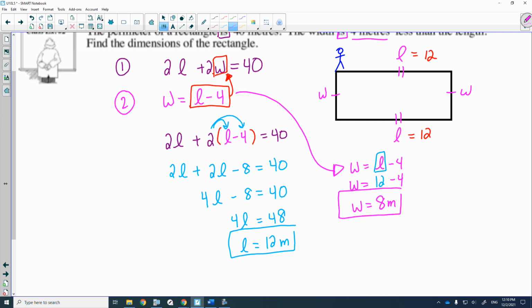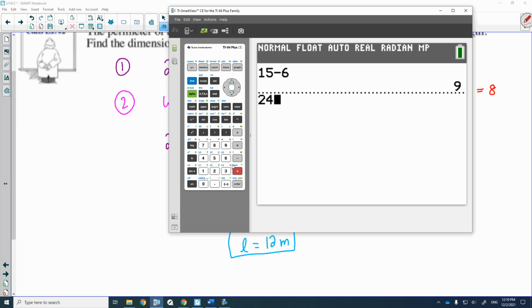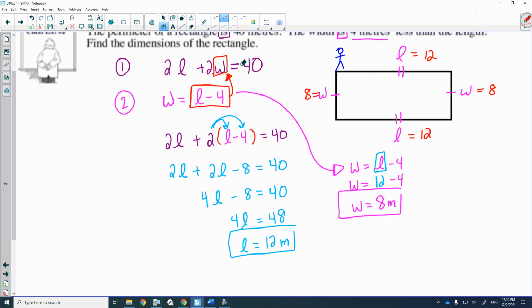And then we would check, right? So put 8 meters in for the width. If we add all 4 of these sides, we need to get 40. So 12 and 12 is 24, right? 8 and 8 is 16. So 24 plus 16 is equal to 40. So it adds to 40. So the first system is verified, right? That it adds to 40. And then you just have to verify the second system.